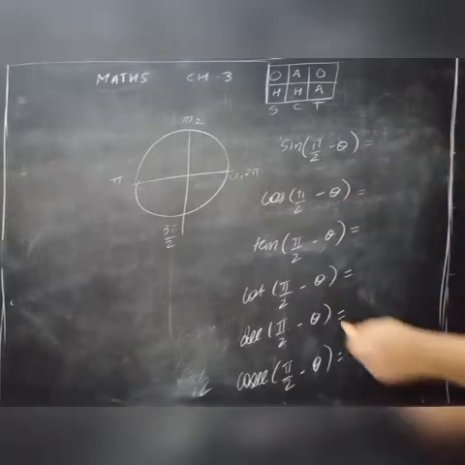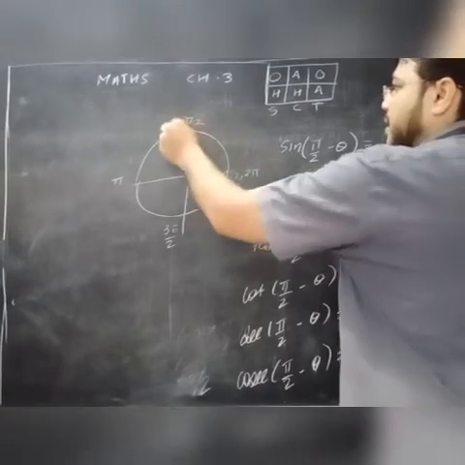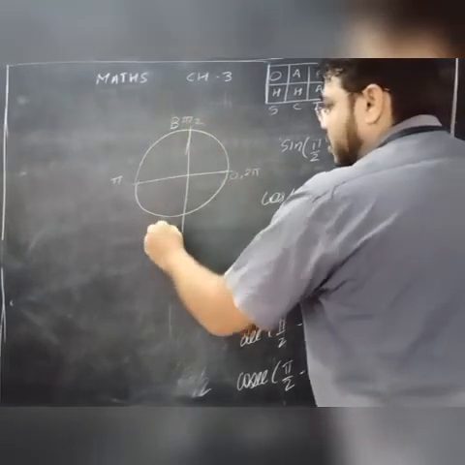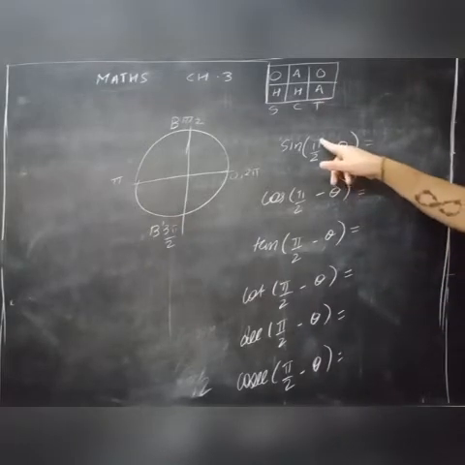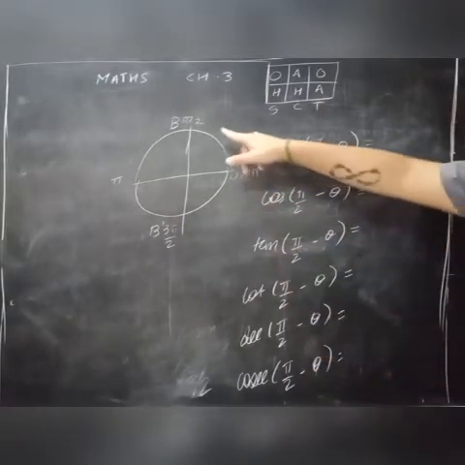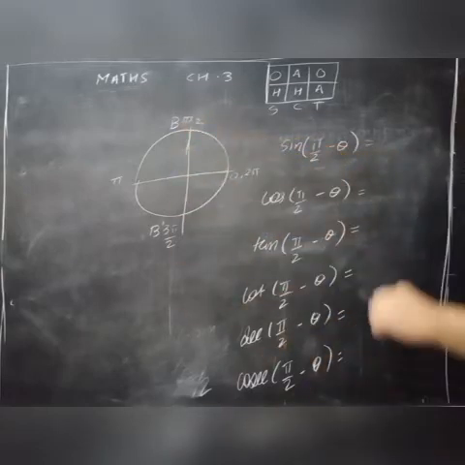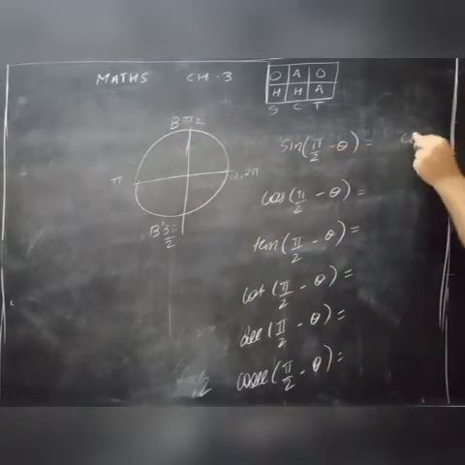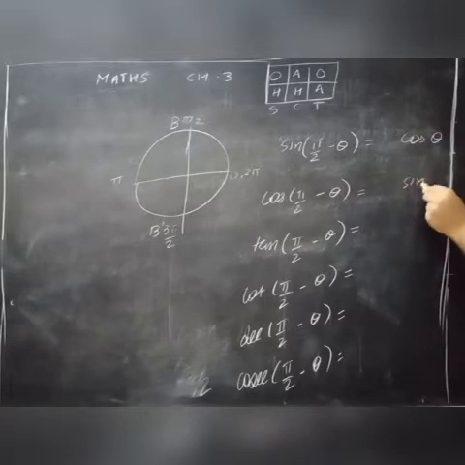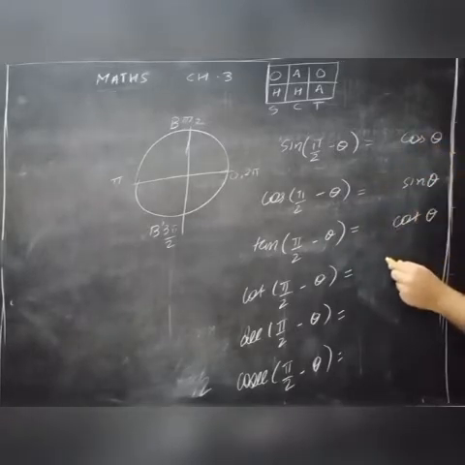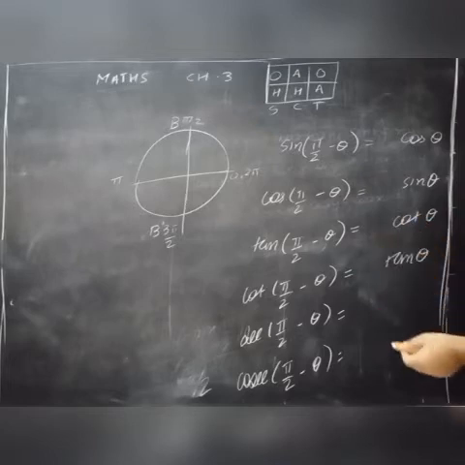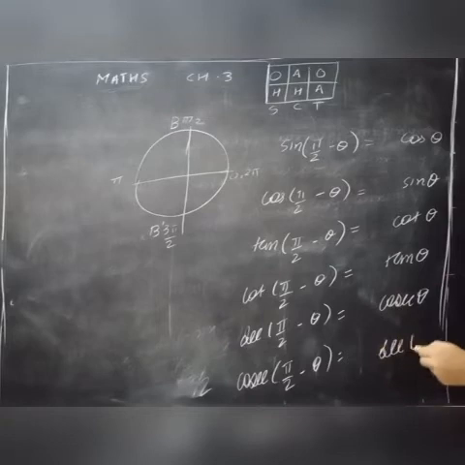First of all, though, you should understand that if my reference point is E or E', then my function will change. Here you can see that the reference is pi by 2. If the point B is used, then my function will change. Sin will change into cos, cos will change into sin, tan will get converted into cot, cot will get converted into tan. Sec will get converted into cosec and cosec will convert into sec.